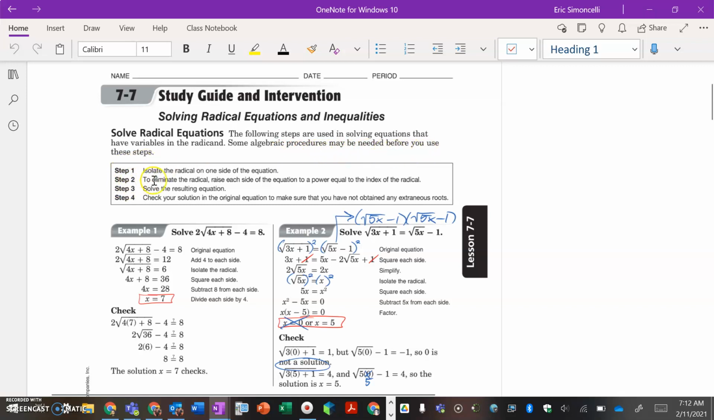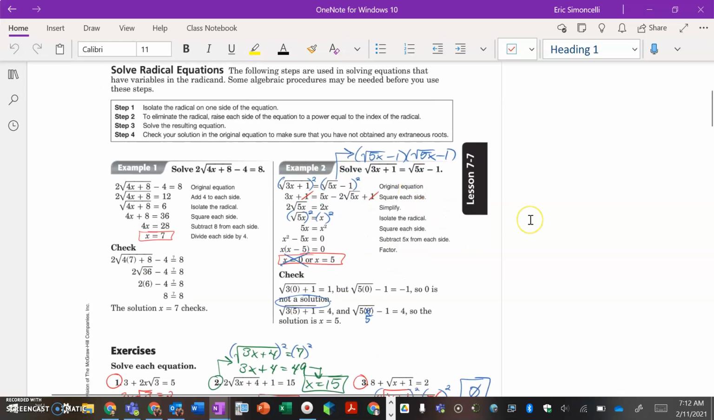Step 1. Isolate the radical on one side of the equation. Step 2. To eliminate the radical, raise each side of the equation to a power equal to the index of the radical. Step 3. Solve the resulting equation. And step 4. Check your solution in the original equation to make sure that you have not obtained any extraneous solutions. Okay, so let's take a look.